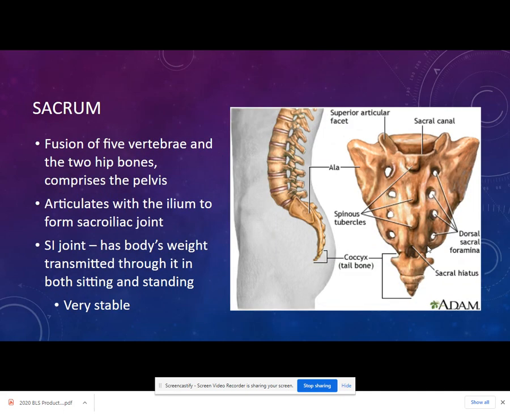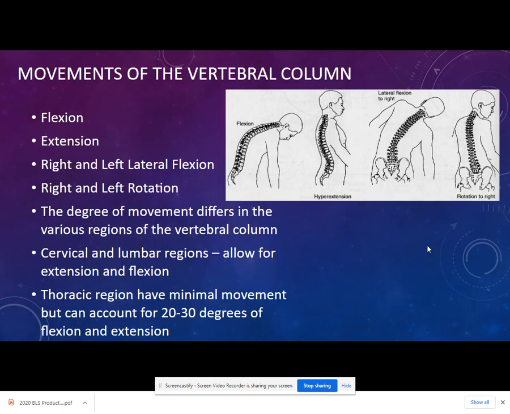The sacrum, this is the fusion of 5 vertebrae into the 2 hip bones. Remember we talked about the SI joints and the sacrum? So this articulates with the hip, the ilium, to form the SI. And the SI is, remember, where the body weight is transferred into the lower limbs with sitting and standing. It's incredibly stable as well because they're fused together. This is formed when you're an adult. And then there's the coccyx at the bottom, which is your tailbone.